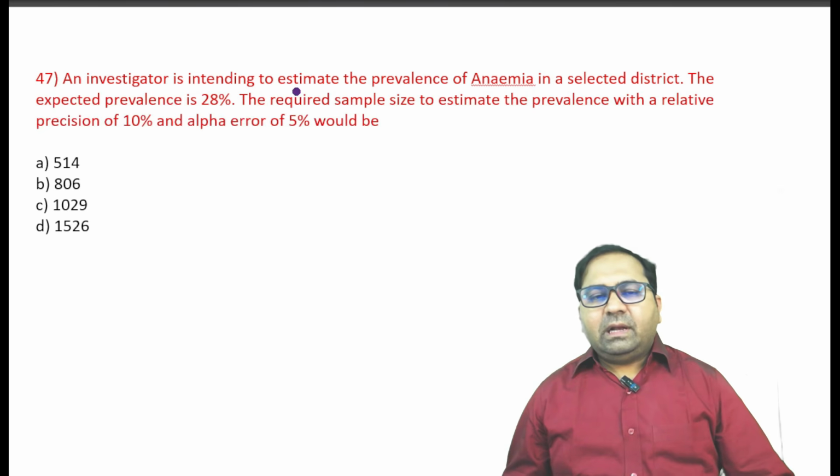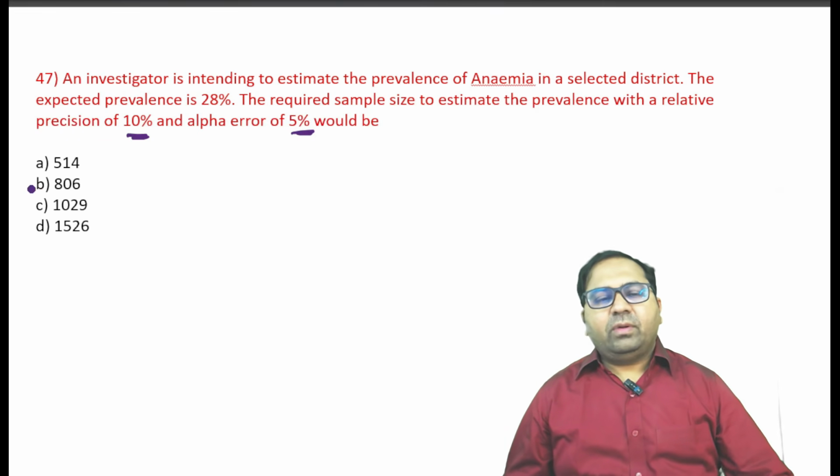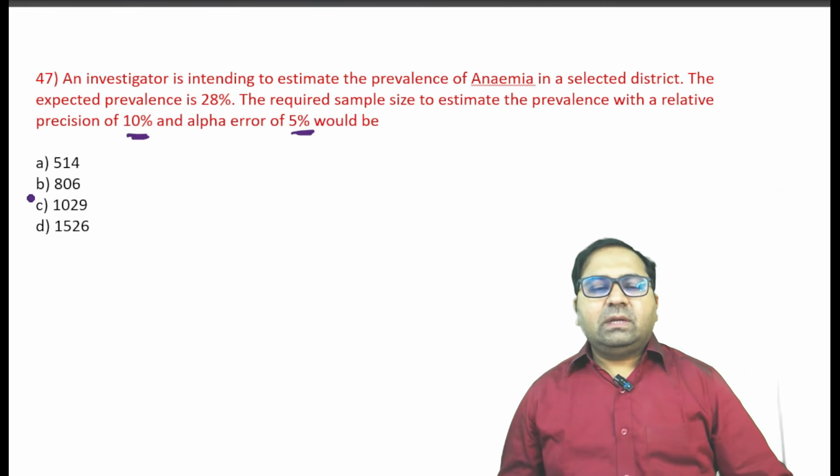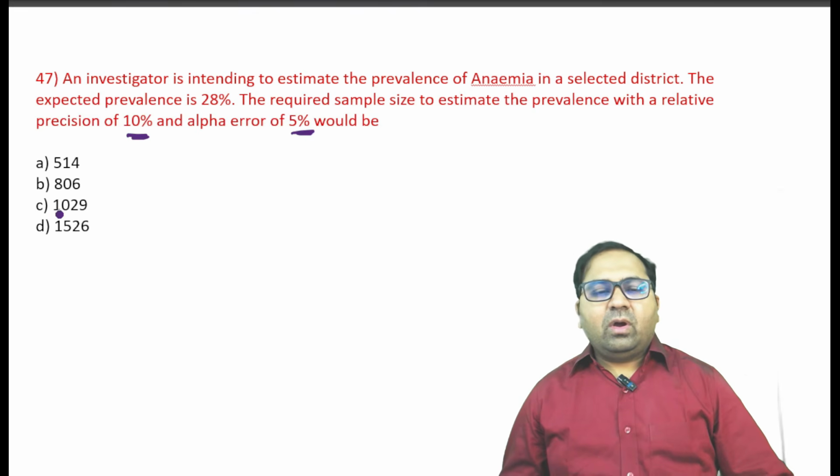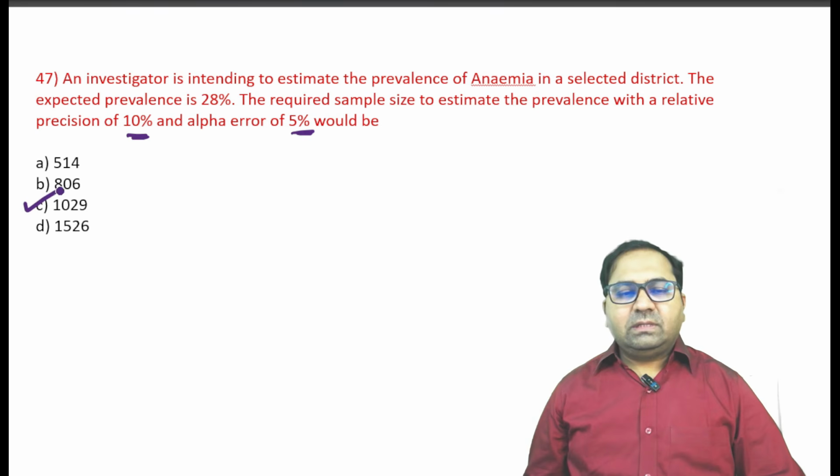An investigator is intending to estimate the prevalence of anemia in a selected district. So, the expected prevalence is 28%. The required sample size to estimate the prevalence with the relative precision of 10% and an alpha error of 5% would be what? The options they gave are A, 514, B, 806, C, 1029, or D, 1526. The answer for this question is C, 1029.